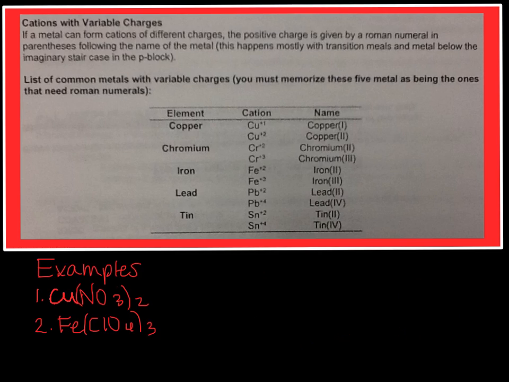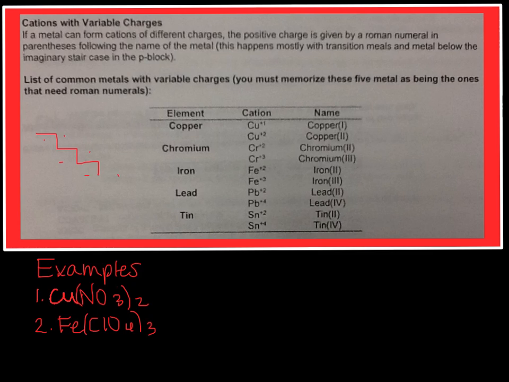Okay, so cations with variable charges. If a metal can form cations of different charges, the positive charge is given by a Roman numeral in parentheses following the name of the metal. This happens mostly with transition metals and metals below the imaginary staircase in the p block. These are a list of common metals with variable charges. You must memorize these.